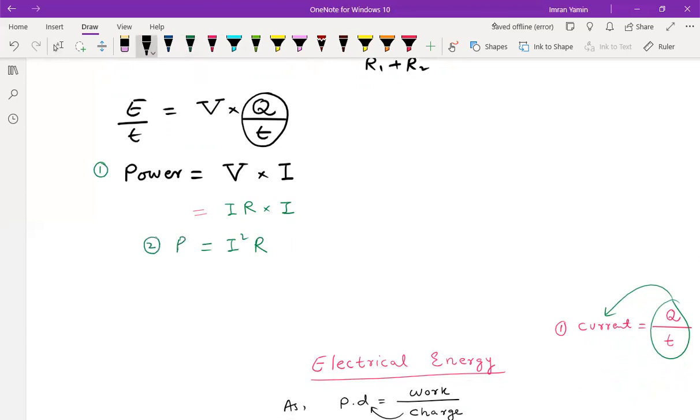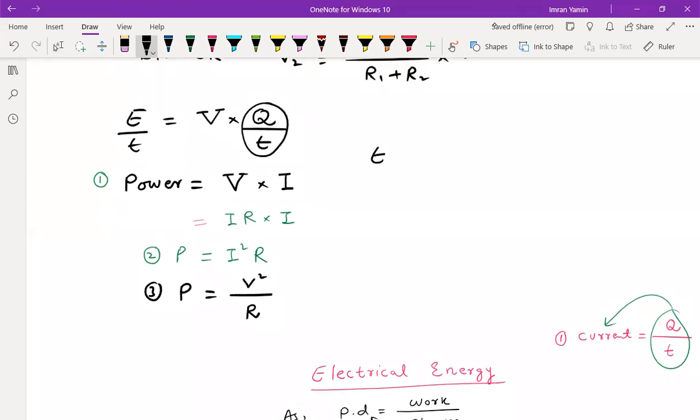And we have another formula to calculate electrical power. If current is not given in a question, then electrical power is equal to V square upon R. And whenever you have to calculate electrical energy, electrical energy is the product of power and time. And we can replace this power by voltage into current into time, and sometimes I square RT, and sometimes V square upon RT. So electrical energy can be calculated by the product of power and time.